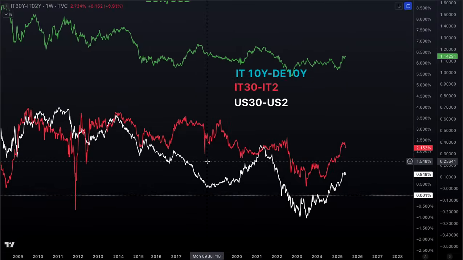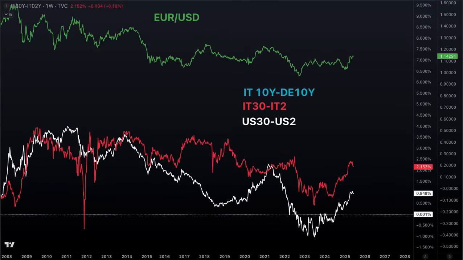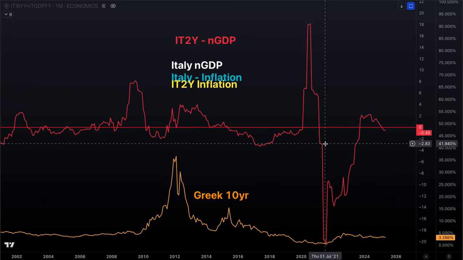And generally speaking, since then, it has again traded directionally in line with the American 30 to 2. So I think that's everything. There's a lot to touch on here.